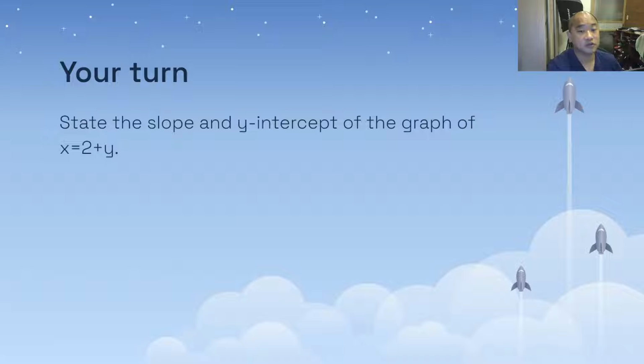Here's another your turn. What are we going to do here now? We're going to subtract 2 on both sides. And that's going to give us x minus 2 equals y. That means our slope is 1, because remember, if there's no coefficient in front of the x, it's a 1. And our b, our y-intercept, is -2.